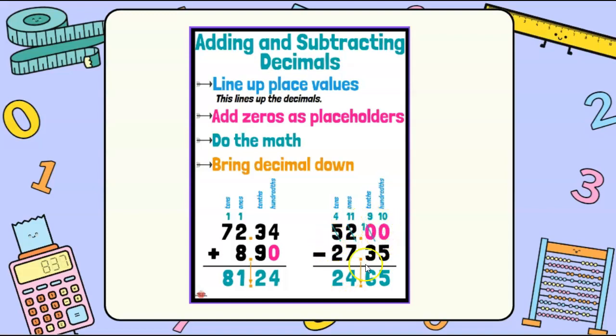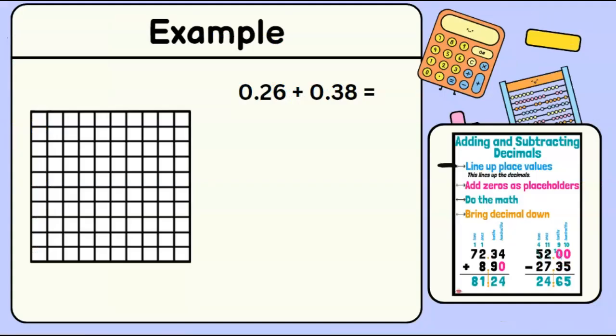Once we have our whole problem set up, then we are going to do the math as we would any other whole number math problem. I'm going to add straight down. When I need to carry over, I will carry and continue to add. Finally, once I've done all of my math, I'm going to bring my decimal point straight down into my answer. If I follow these steps, it's going to give me the correct sum. So let's look at an example here. I have 0.26 plus 0.38.